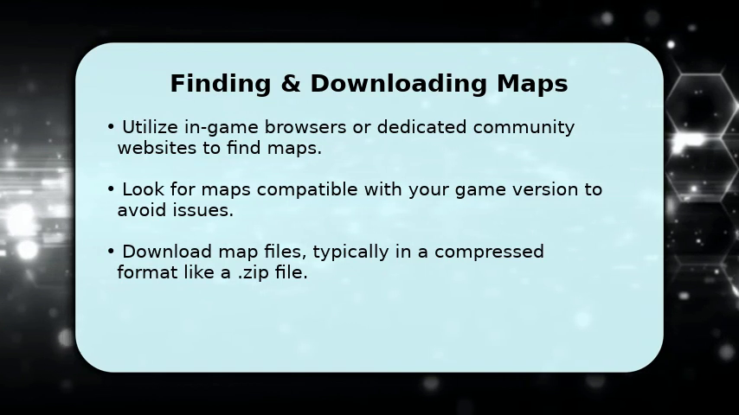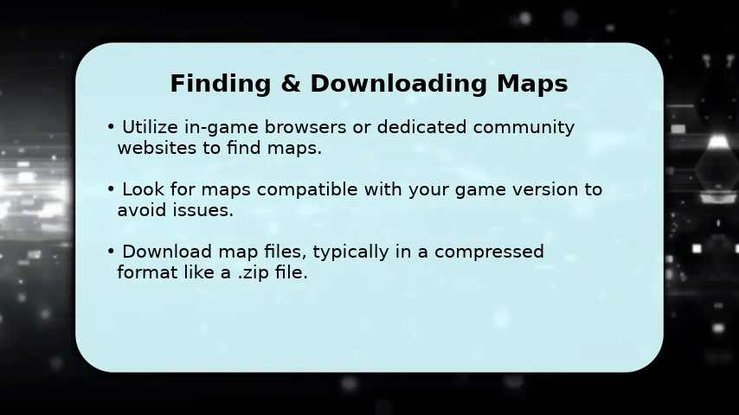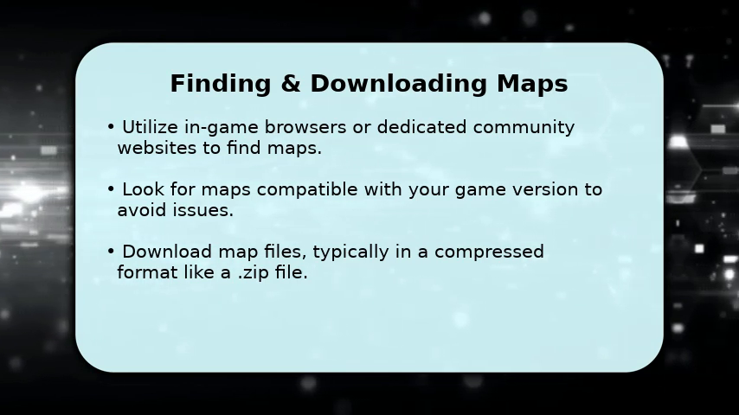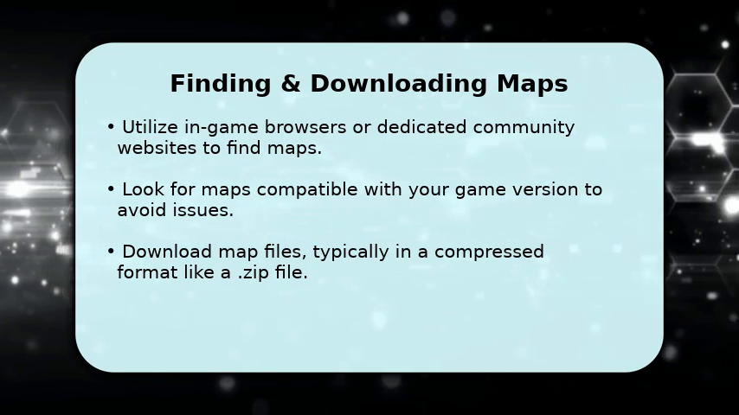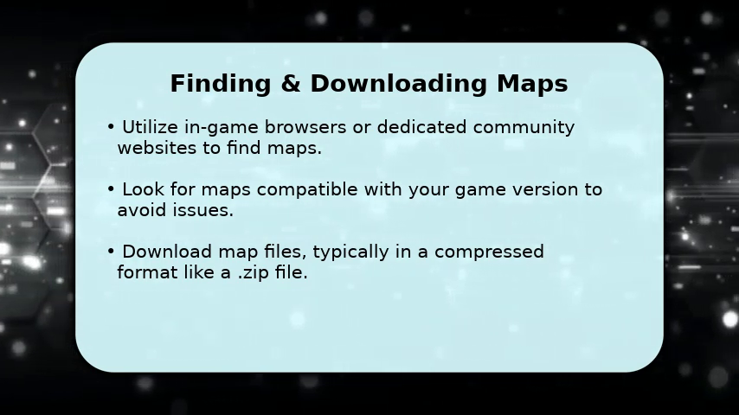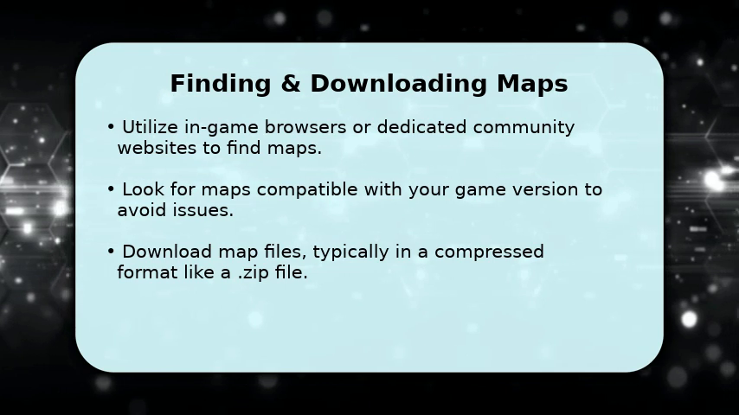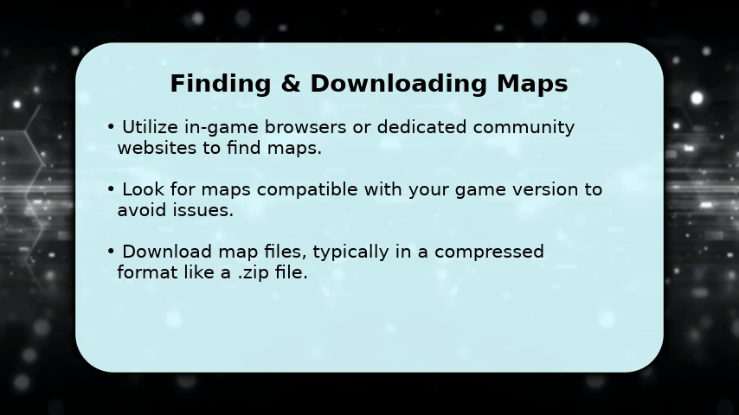Finding community maps is usually done through your game's workshop or a trusted third-party website. Many games integrate a browser directly, making discovery simple. Always check the map's compatibility with your current game version to ensure smooth operation. Once you've found a map you like, download the file, which is often a compressed archive, ready for extraction.